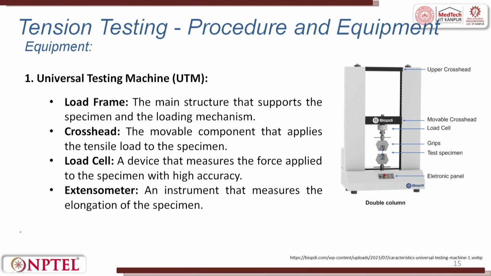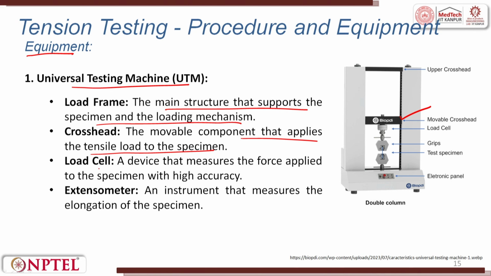So let me first talk about the equipment for tensile testing. This is a universal testing machine in which we have a load frame, that is the main structure that supports the specimen and the loading mechanism. We have a crosshead, that is a movable crosshead, here. The crosshead is a component that applies tensile load to the specimen.